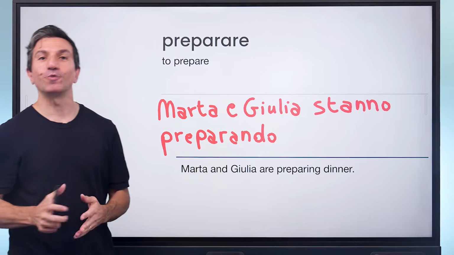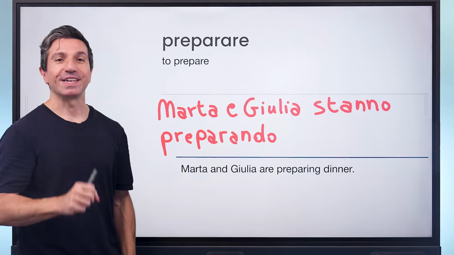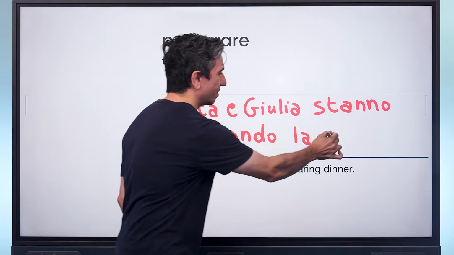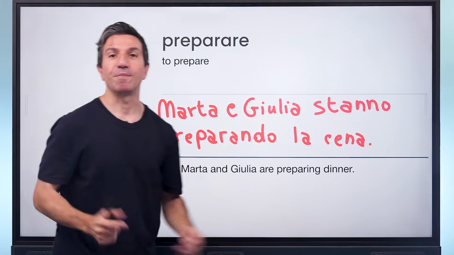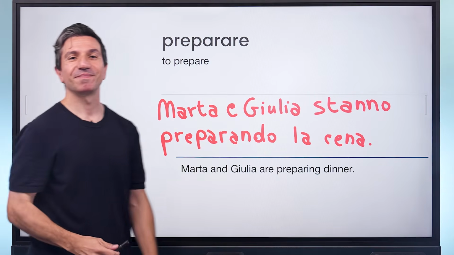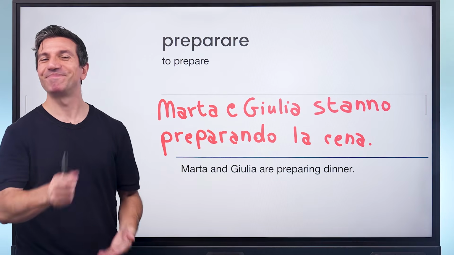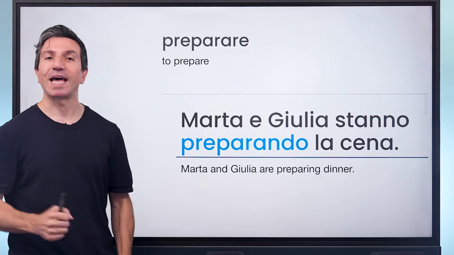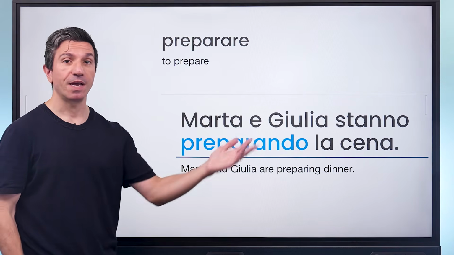Preparando, the gerund form of preparare, meaning preparing, followed by la cena, meaning the dinner. Marta e Giulia stanno preparando la cena. Marta and Giulia are preparing dinner.